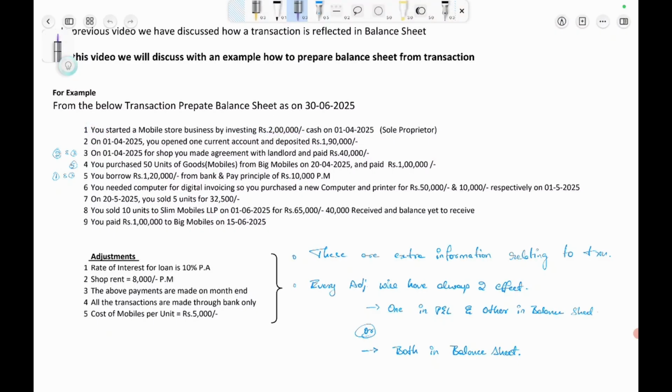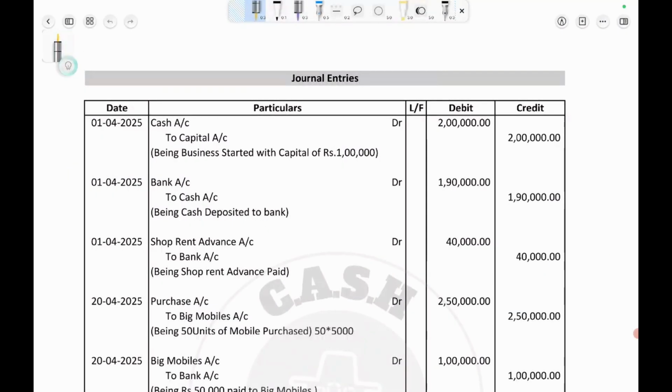So with this, we can pass the journal entry. The first journal entry will be on 1/4/2025, cash account debit to capital account. The amount is debit 2 lakh and credit 2 lakh. Now, remember the golden rules of accounting. The real account rule says debit what comes in, credit what goes out. The personal account rule says debit the receiver, credit the giver. Remember, real accounts and personal accounts are related to the balance sheet.